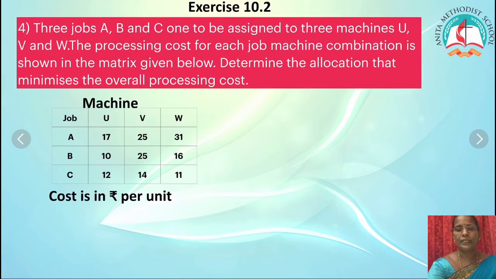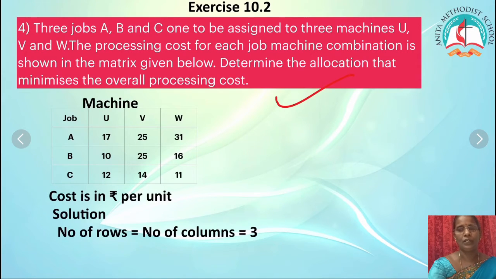Now look at the next problem. Here it is given 3 jobs. First you check whether it is balanced or unbalanced. How will you check? The number of rows and columns should be equal. Here there are 3 rows and 3 columns. Therefore, it is a balanced assignment problem.